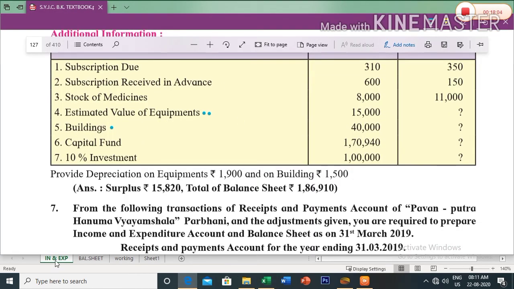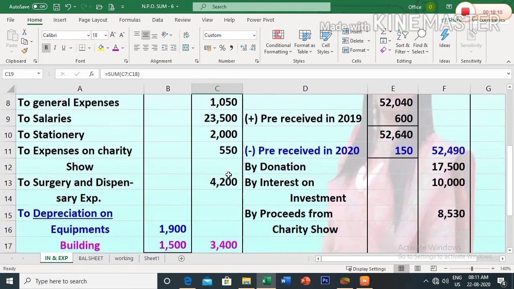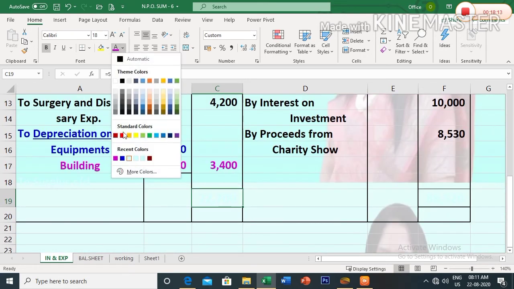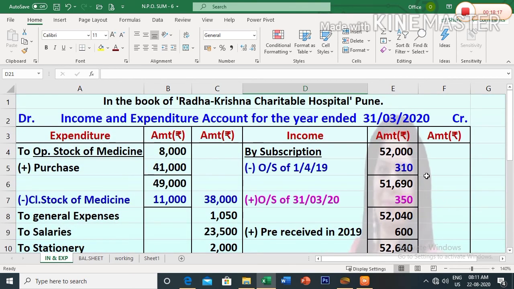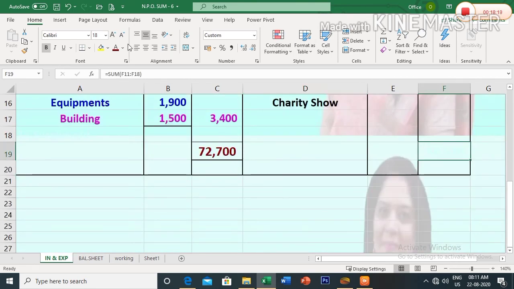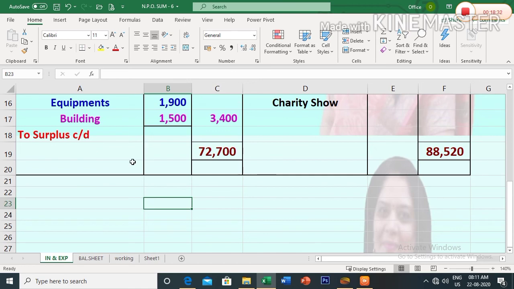Now let's see what is the total of the income and expenditure account. Let's take the total of the debit side first. The total of the debit side is 72,700 while the total of the credit side is 88,520. It means the credit side total is more than the debit side. That will be the surplus. So here we will write, to surplus carried down. Let's find out what the amount is.